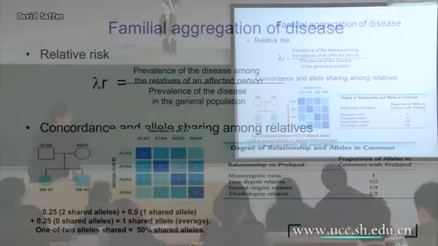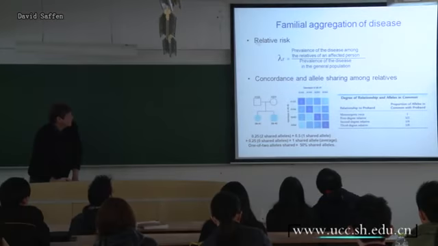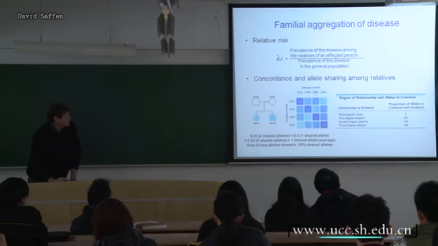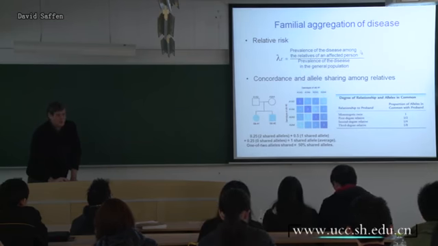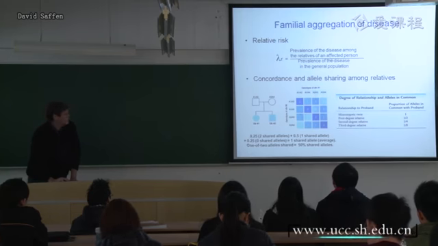Okay, so the mathematical way of defining how a disease may aggregate within a family is called relative risk. And this is a real simple ratio of the prevalence of a disease among the relatives of an affected person divided by the prevalence of the disease in the general population. So obviously, if the disease tends to run in the family, you find a higher proportion of the people in that family having the disease than you'd find in the general population. So this would be a number greater than 1 for diseases that run in the family.